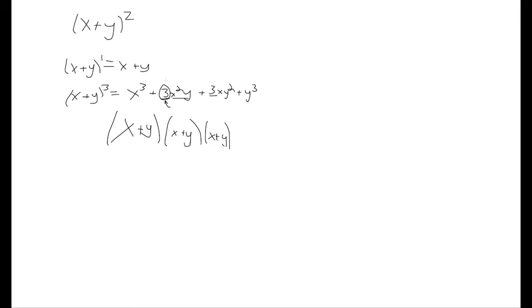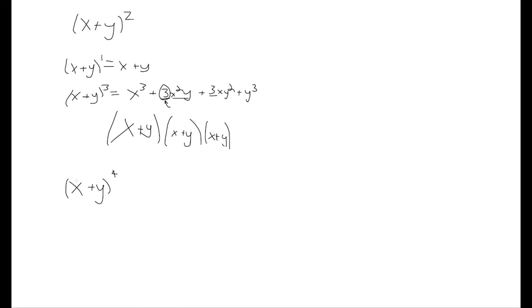So we've established that these coefficients represent the number of different ways certain terms can be produced. So for example, x squared y, there are 3 different ways x squared y can be produced from x plus y being multiplied by itself 3 times. Okay. What if we had x plus y to the 4th?